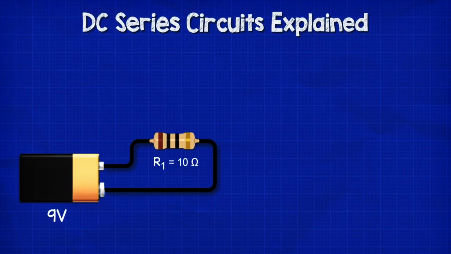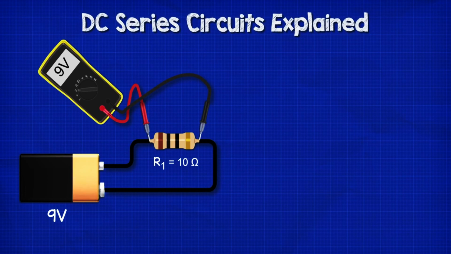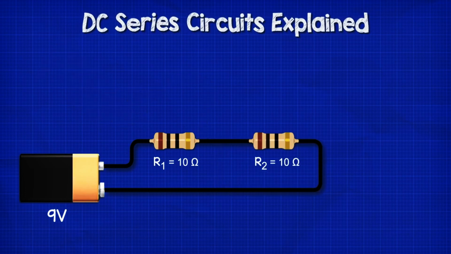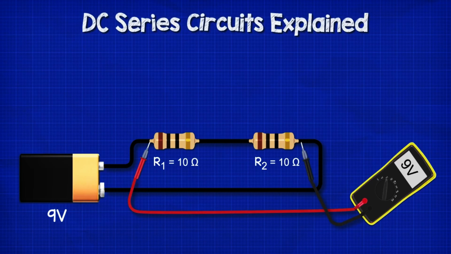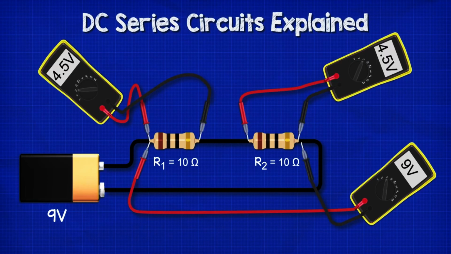Let's take a 9 volt battery and add an R1 resistor of 10 ohms to the circuit. If we use a multimeter to measure across the resistor, we get a voltage reading of 9 volts. If we add another 10 ohm resistor, we get a reading of 9 volts across the two resistors, but we get a reading of 4.5 volts if we measure across either of the resistors individually. So the resistors are dividing the voltage.